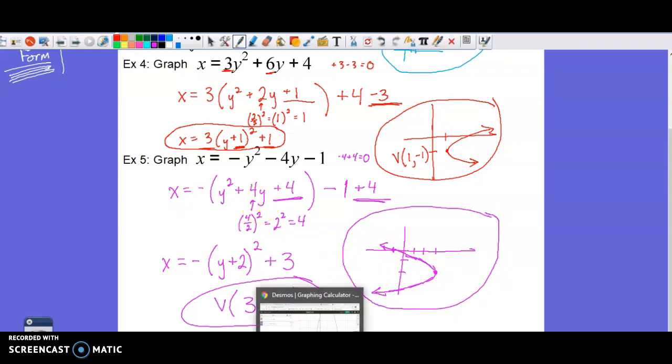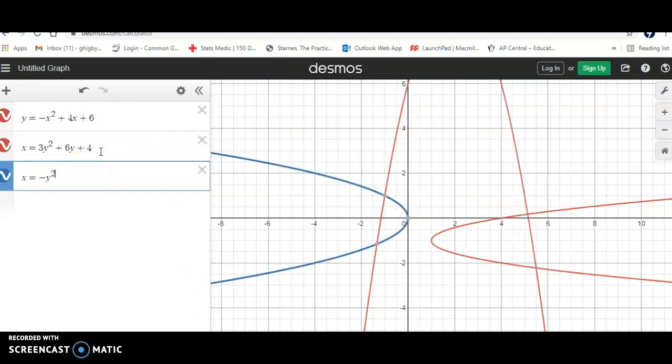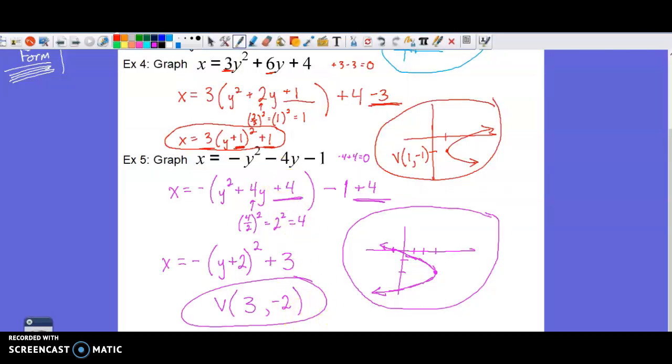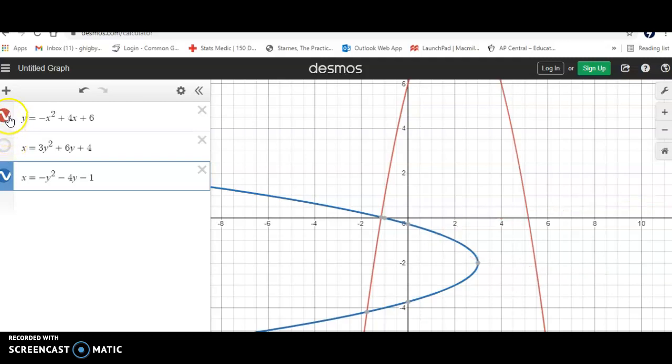And as promised, I'll go to Desmos and just point out -y squared. I already forgot what it was. -4y minus 1. And I know my graphs get busy, so if you ever want to just not see a graph anymore, just click on this side so you don't have to completely erase it. And you can see some of the points that I mentioned.